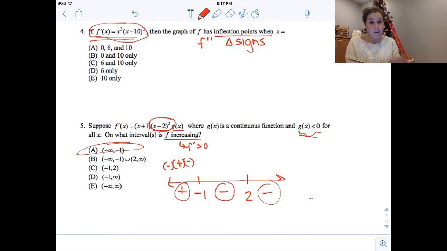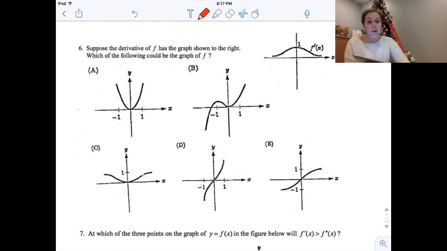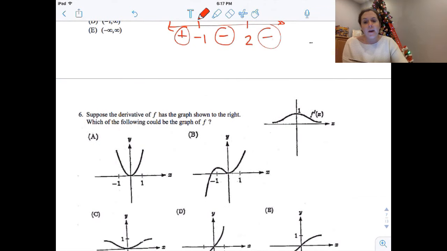Okay, let's look at this one because now we're given a graph. And so this is one that can be tough for people. So you're given the derivative of f. So this is f prime. Always important to know what you're actually looking at, right? Which of the following could be the graph of f?